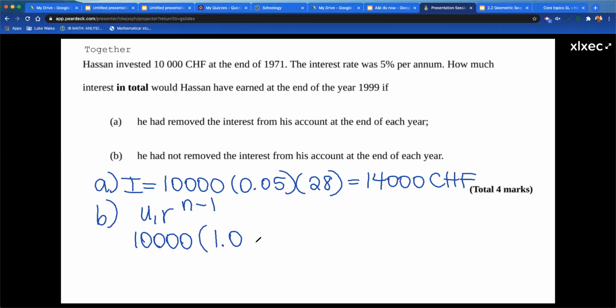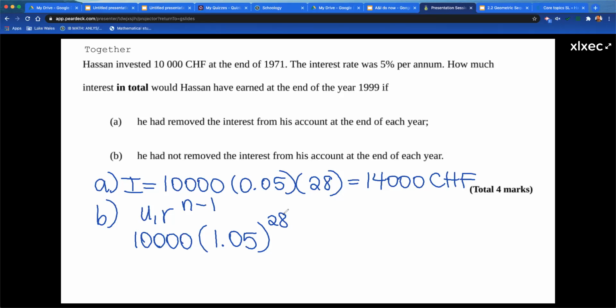It's not 0.05 because we need to take into account that he's taking the previous year's amount and continuing to get interest on it. So in those cases, it's 1 plus your rate. That's why it's 1.05. And then we're going to do n minus 1, but we want to be careful here because we don't want to do 28 minus 1. We want to do 28, because if we take away that 1 year, we're not going to take into consideration that he started with 10,000.